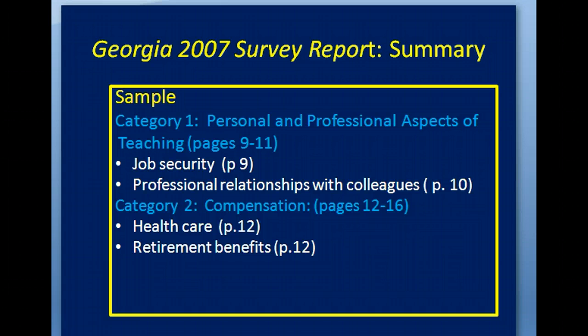So in category 1, let's say that category is personal and professional aspects of teaching, pages 9 to 11. As I read that category, for example, job security jumps out at me. I feel that's important, so I would list that on my forum. I'd also list professional relationships with colleagues, because I believe that is an important reason why someone might go into teaching. That's on page 10.